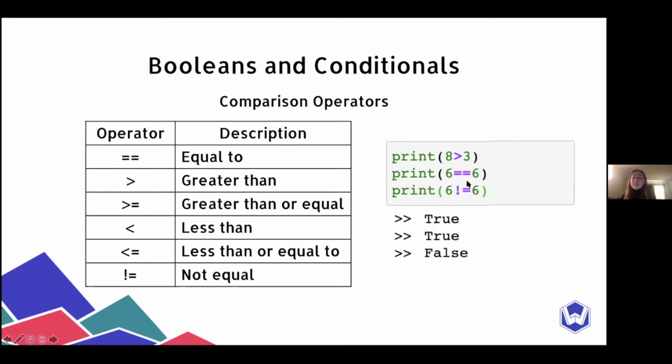Then I'm trying to see if 6 is equal to 6. Remember, double equals here for the comparison. 6 is indeed equal to 6, and that evaluates to true. And then I'm evaluating if 6 is not equal to 6 using that exclamation equals operator, and 6 is equal to 6. So 6 not being equal to 6 is indeed false, which is what gets returned.